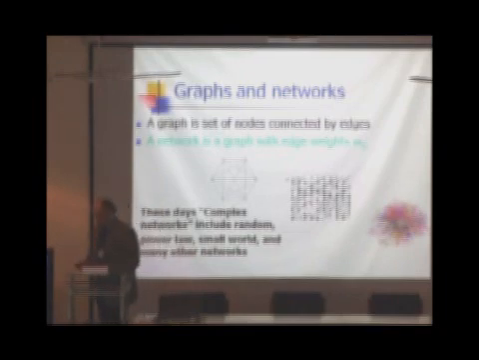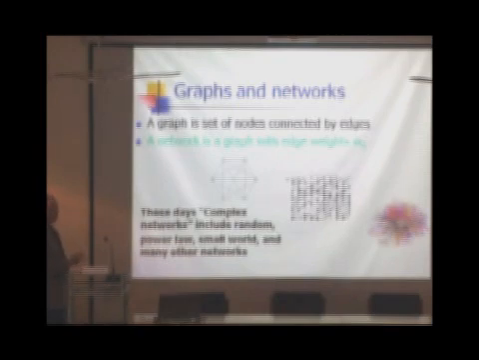Let's start at the beginning to make sure that we're talking about the same things. Graphs and networks. So a graph, very simply stated, is a set of nodes connected by edges. A network is pretty much the same thing. The only thing that's different is that you put a weight, some weight which depends on node i and node j. So this weight sits on an edge. So that's graphs and networks.